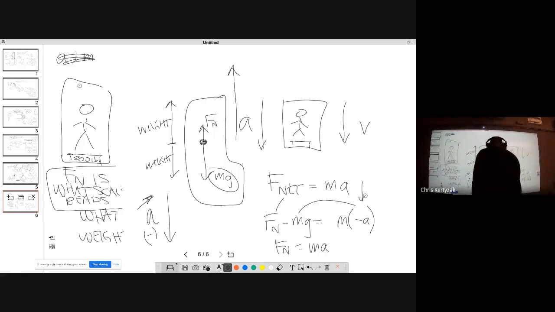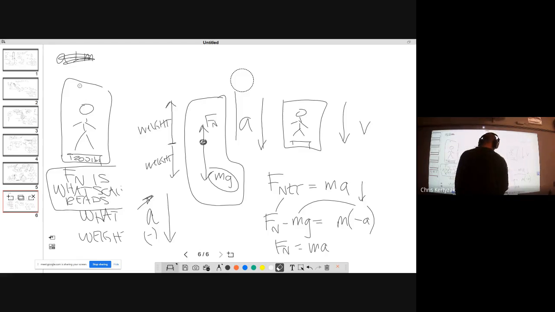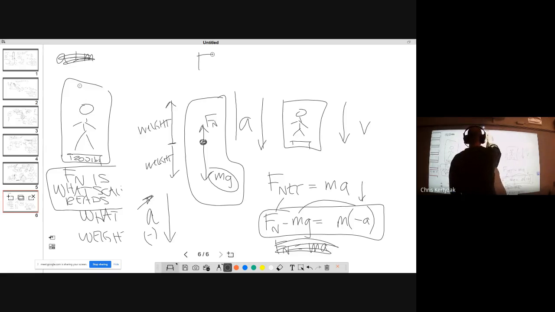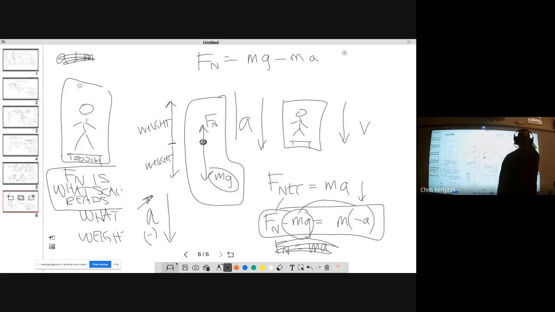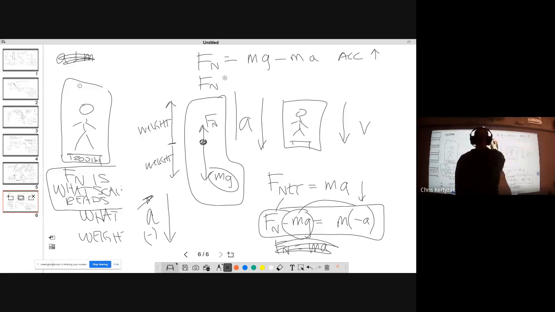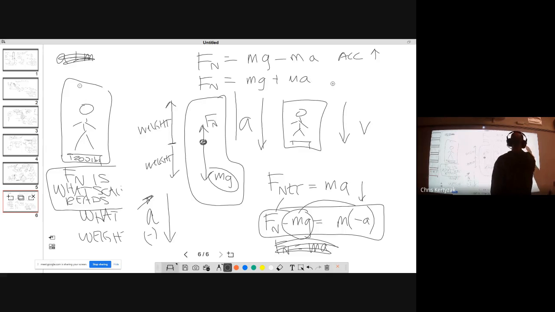So when we do that, just cross this out, if we solved for Fn, we'd end up with Fn equals mg, because when this minus mg comes over to the right, it'd be plus mg minus ma. This is accelerating down. What was it before when he was accelerating up? Mg plus ma, accelerating up.